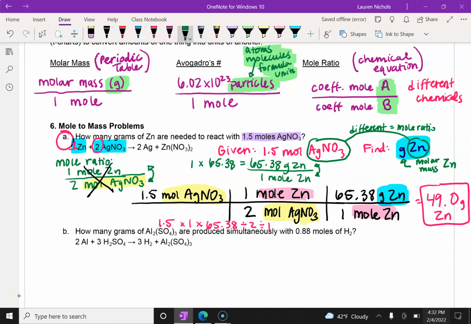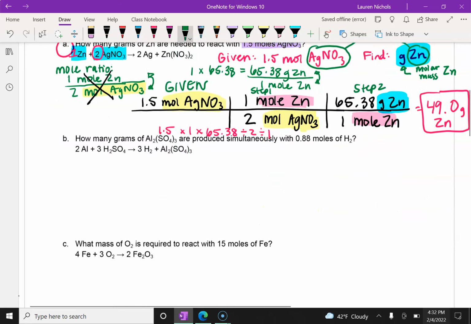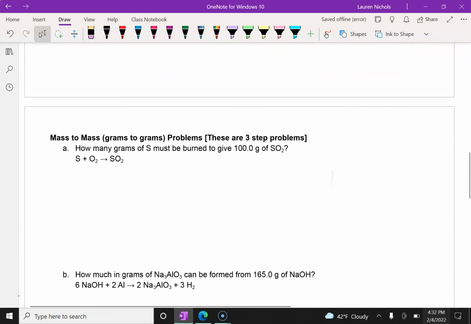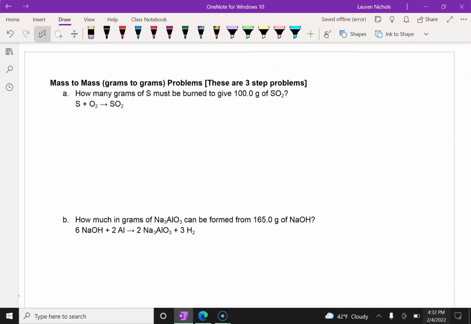These type of problems are ones that we would call 2-step problems because we put our given into our T-chart and then we had a first step, so step 1, and then we had step 2. Now on the back of your notes, or in the next section, we're going to have mass to mass, where we're changing from grams of one chemical into grams of another, and these are considered 3-step problems, but they follow the same process that we've done the whole time.